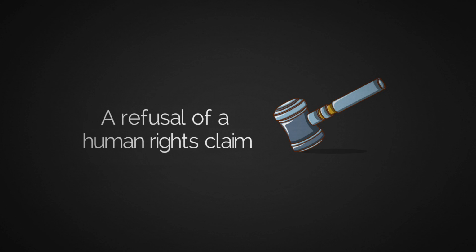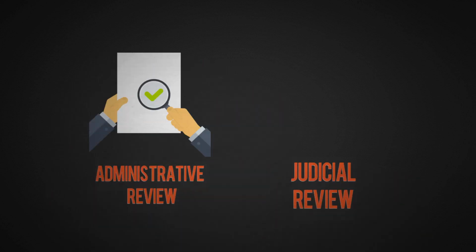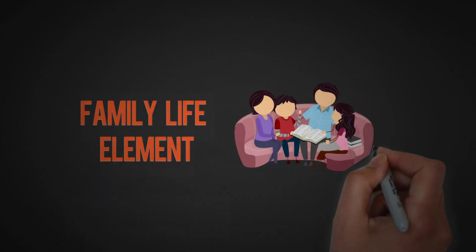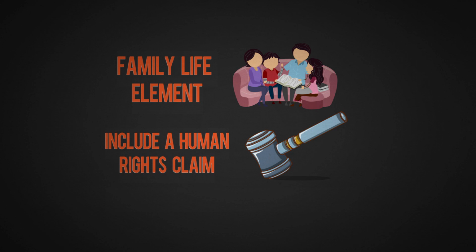If your refusal is not one of these kinds, then you will need to apply for administrative review or judicial review. I have separate video guides coming out on these shortly. Now, often, even in a business immigration matter, if there's a family life element to it, then it's sensible to include a human rights claim in order to trigger a right of appeal upon refusal. This is because administrative reviews and judicial reviews are very limited in nature.